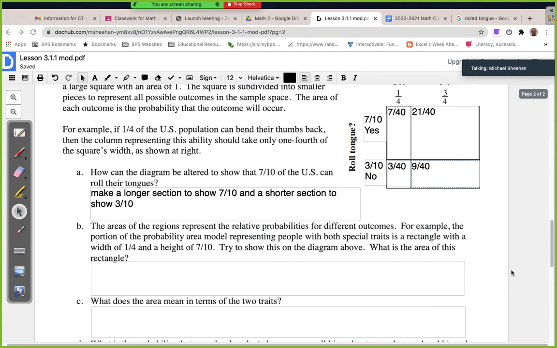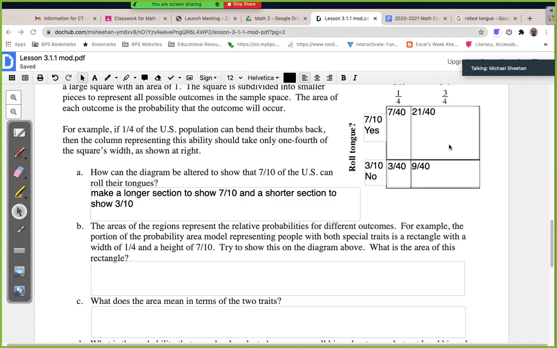All right. And then, it says the areas of the regions represent the relative probabilities for different outcomes. Even though I didn't measure this, 1/4 and 3/4 and 3/10 and 7/10, it gives us a very good idea just by the size of these. This is the smallest block, so that's the smallest probability. This is the biggest block, it's the biggest probability. This is called an area model, and people like them because it gives you a good way to just look at it and have some sense for what's most likely and what's least likely.